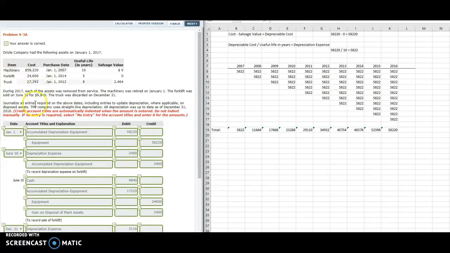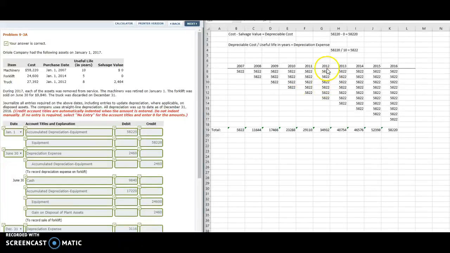of that asset. And so we would use January 1st, or the date that they dispose of the asset, for our journal entry. And then we would first debit the account accumulated depreciation equipment, the full value of the machinery, and then we would credit the account of equipment for $58,220. And again, we know when we credit an asset account, that's decreasing the value of that account. So we're decreasing the value of the asset account by $58,220, or the equipment asset account.